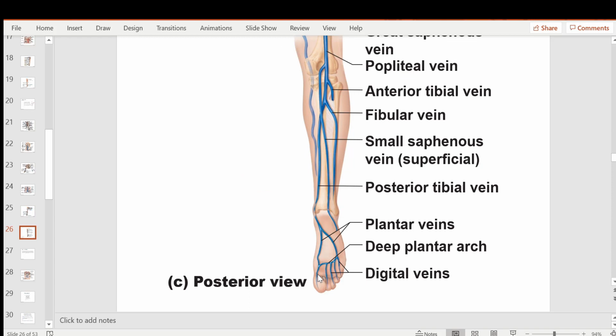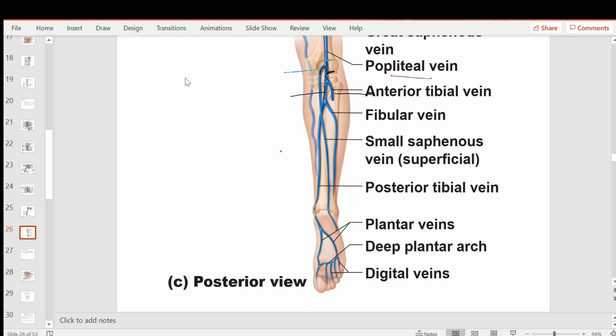In the back you can see more clearly what I said. So this is the popliteal vein, the back of the knee, and this is the small saphenous vein, this one, right. And this is the popliteal, which continues after it gives off the small saphenous, and then it divides into anterior tibial and posterior tibial.